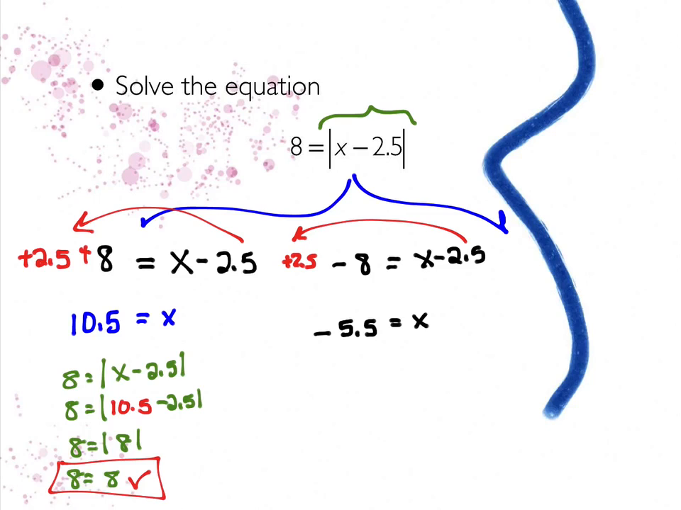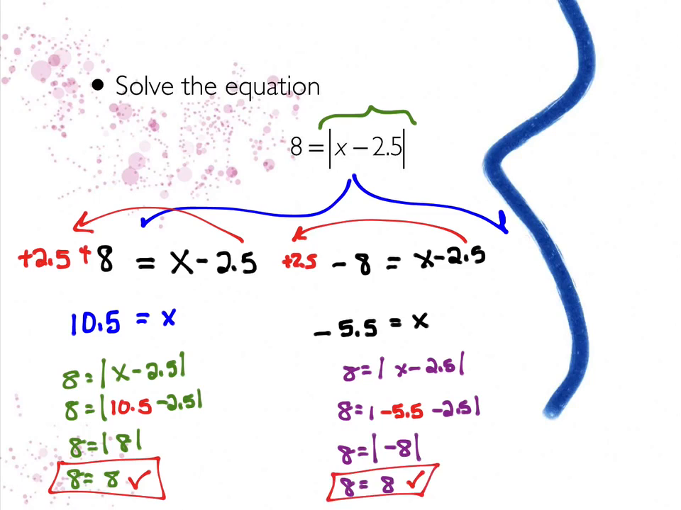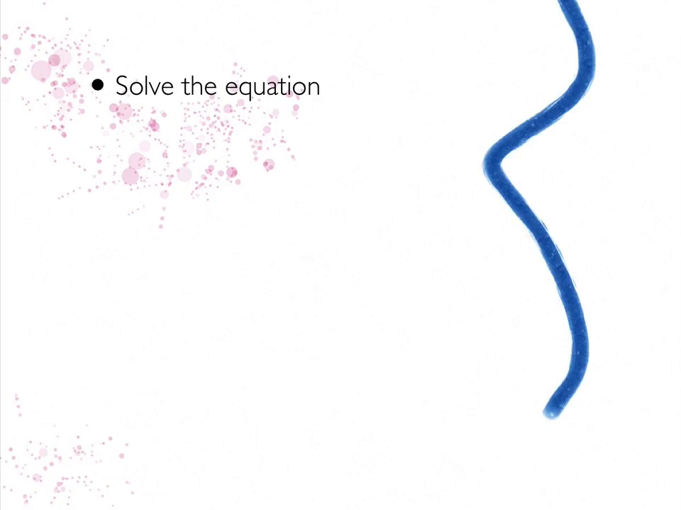One last check over here. I'll do some kind of a purple. Negative 5.5. Nope. Go back here. 8 equals x minus 2.5. So 8 equals the absolute value of negative 5.5 minus 2.5. That's going to give us 8 equals the absolute value of negative 8. And the absolute value of negative 8 is 8. So we're good there.